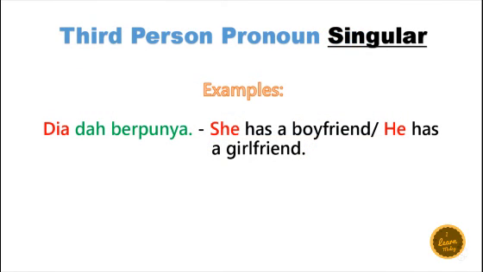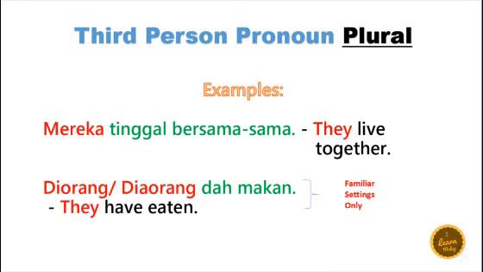Okay, for the first example, for the third person pronoun singular, dia dah berpunya. She has a boyfriend or he has a girlfriend. Notice that we will not know the gender of the subject here. It is all based on context. For third person pronoun plural, mereka tinggal bersama-sama. They live together. Diorang dah makan. They have eaten.